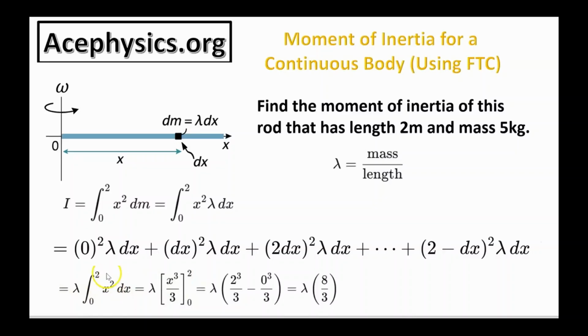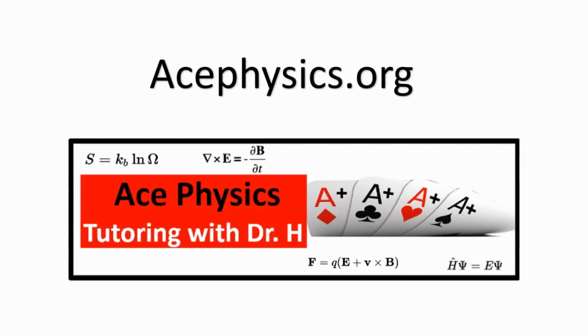The integral of x squared is x cubed over 3. We get lambda times x cubed over 3 evaluated from 0 to 2. And that tells us that the moment of inertia of this object is equal to lambda times 8 over 3. And we said lambda was equal to 2.5. And so that would be 2.5 times 8 over 3.